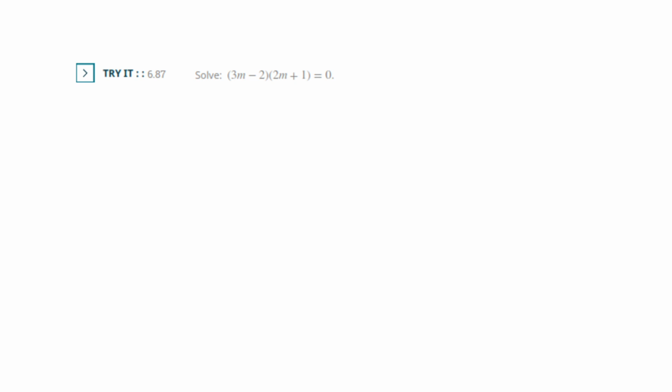So, you know how we do this. Pause it if you want to try. I'm just going to set each of those equal to 0, because if either one of them is 0, the whole thing is 0. And I'm just going to jump right ahead. I'm adding the 2 to the other side and dividing by 3. Here I'm subtracting the 1 and then dividing by 2. I'm doing all that in one step. Hope you're with me there.